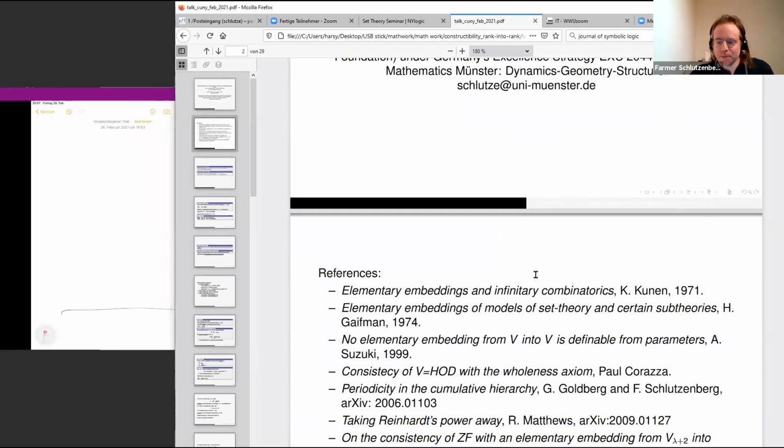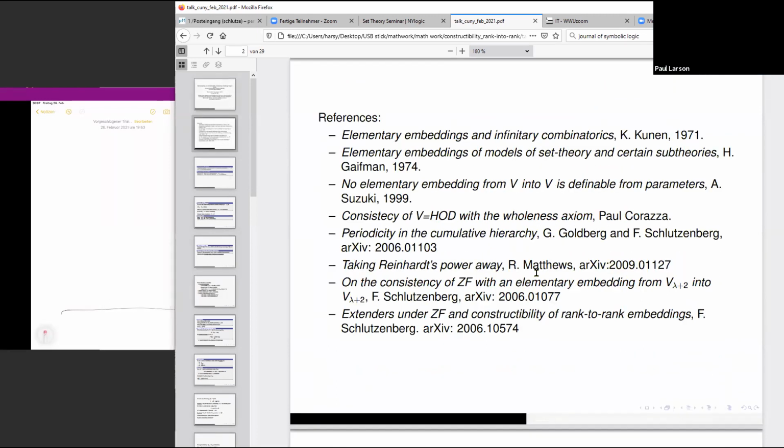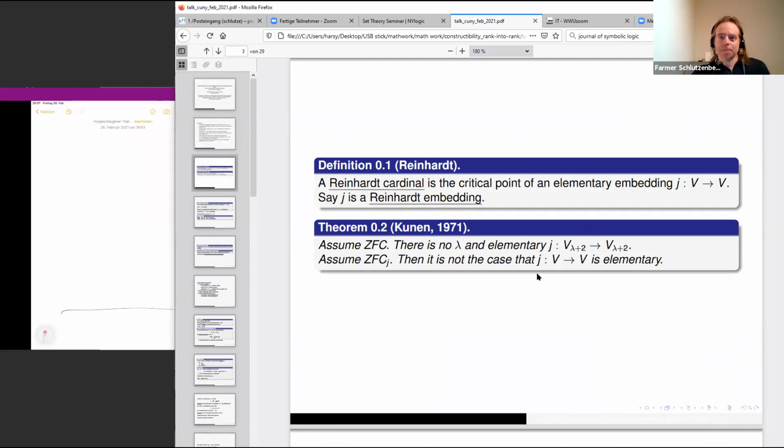Okay, so I can go across that hopefully. So there's a list of references here on things that I refer to in the talk. I'm not going to go through it, but if you need to later, you can see it.